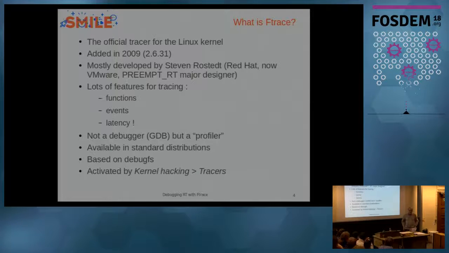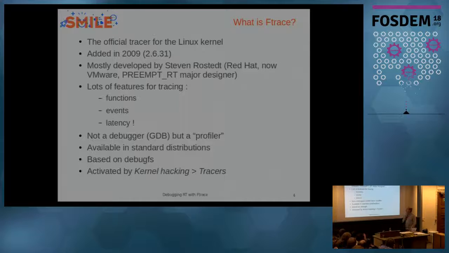So what is Ftrace? It is the official tracer for the Linux kernel. There are several tracers in the Linux kernel. The first one was LTT, but LTT was not mainline. I don't think it's mainline today. Ftrace is available since 2.6.31, and it's mostly developed by Steven Rostedt from Red Hat. Steven left Red Hat some months ago. He's working for VMware today, and he's a developer for PREEMPT_RT, which is quite close to Ftrace because you need to measure some problems with PREEMPT_RT.